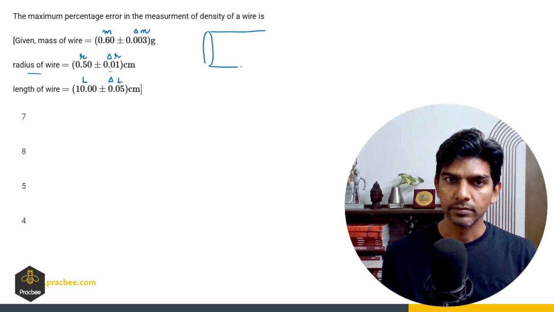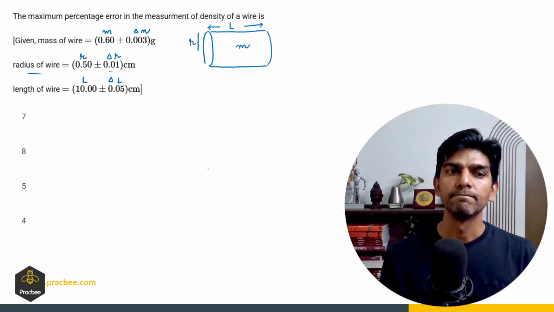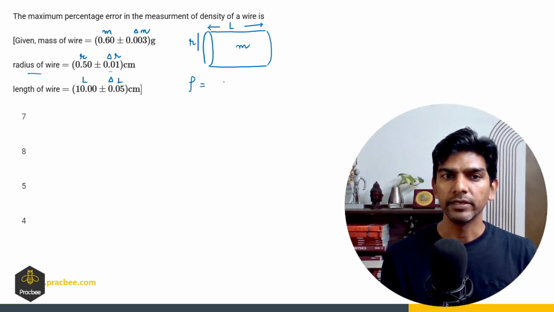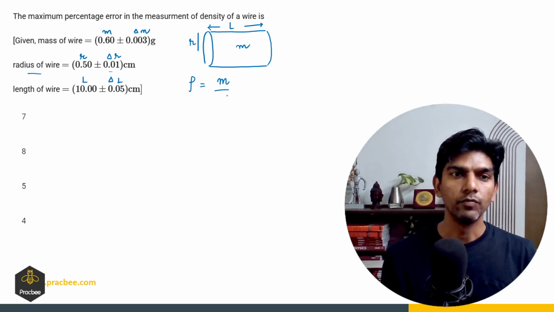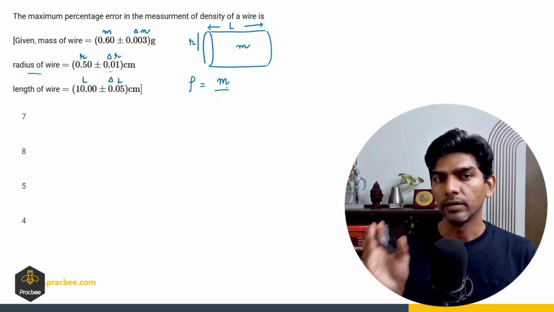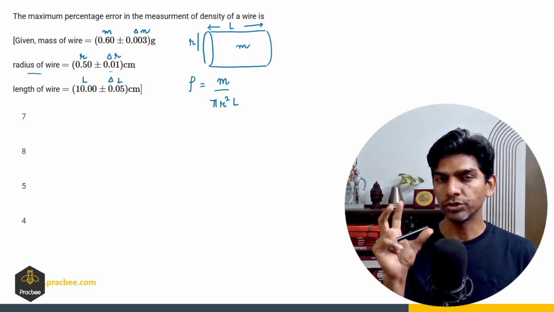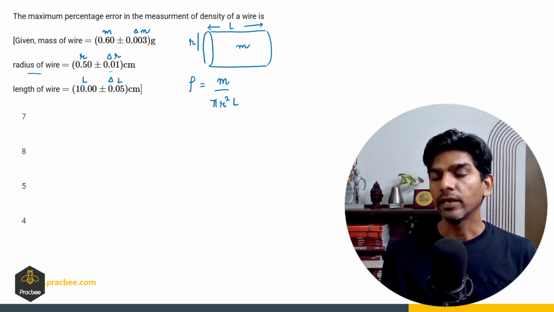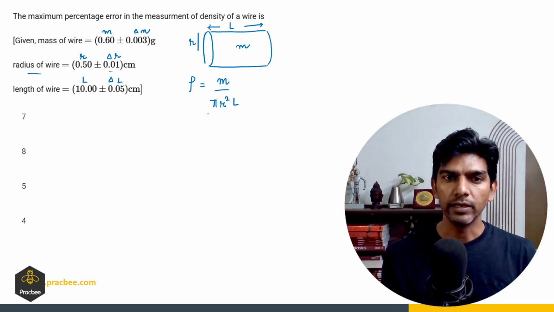So there is a wire, and the radius is r, length is L, and its mass is m. And density is mass upon volume, and volume of a cylinder is cross sectional area times the length, and cross sectional area is pi r square and the length is L. So we got this relation. Here again we have a quotient of m and pi r square L. So again we can use the same approach. Pi is constant, there is no error in the measurement of pi, so we are left with m, r square and L.